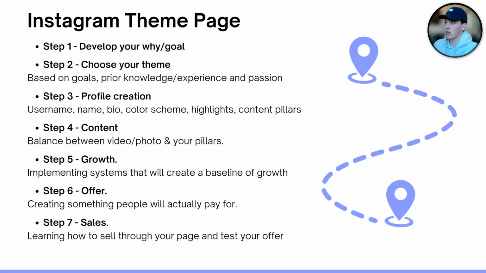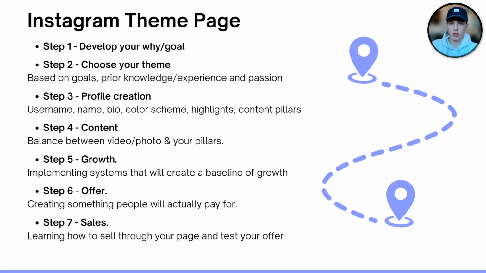So first, step one, develop your why slash goal. This is super important because defining your why slash goal will create a whole roadmap for you, right? So let's say I have a why to help my family to become financially free, or to spend more time with my family and to be able to travel the world, right? That's something I've always wanted to do. Then the goal could be to make a lot of money to be able to do that, right? And this will give you a more direct direction with where you want to go with your Instagram theme page.